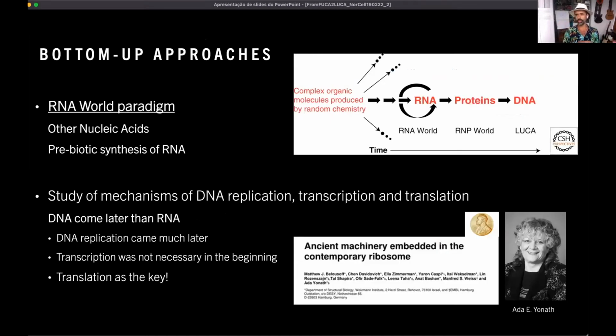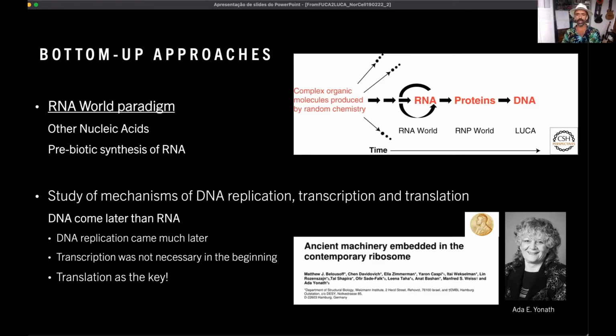So we go to the bottom-up approach. That's what we have been talking about in this conference until this moment. In the bottom-up approach, we will understand prebiotic chemistry, right? How the basic molecules necessary to make proteins, DNA and nucleic acids in general arose. Then we come to the RNA World paradigm, and we truly believe that RNA arose much earlier than DNA. Therefore DNA replication is not necessary for the origin of life. Transcription was also not necessary, because there was only RNA at first. So translation was the key to understanding, for us and for many others, the origin of life on Earth.